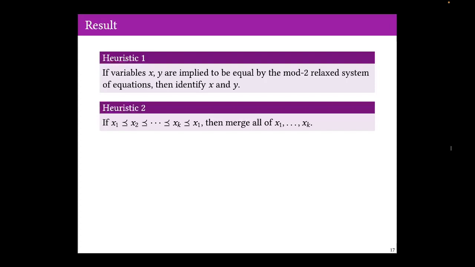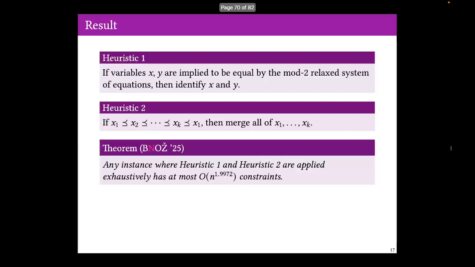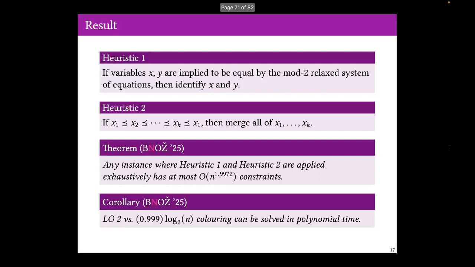These might seem like fairly innocent heuristics. You might not expect them to do anything particularly interesting. But it turns out that any instance where heuristic 1 and 2 have been exhaustively applied has at most O of n to the 1.9972 constraints, just a bit less than quadratic. This is important because if you apply the earlier algorithm with a bit more analysis, you can prove that this slightly reduces the number of colors you need. This yields the advertised LO2 versus 0.999 log n coloring that we mentioned earlier.